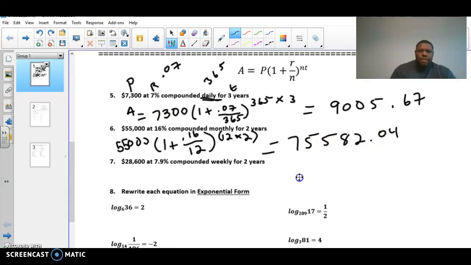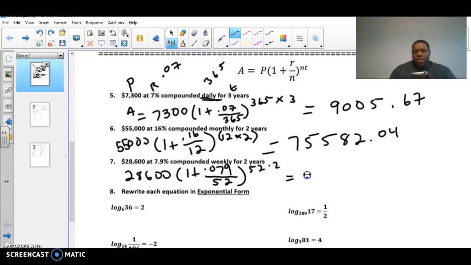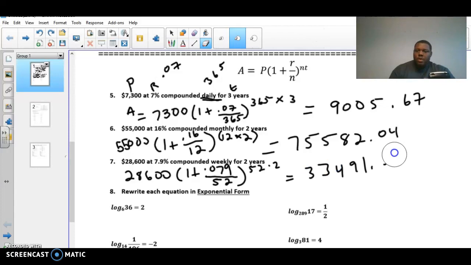And then lastly, we have this one here. 28,600 times 1 plus 0.079. Divided by weekly, 52 weeks in a year, right? Raised to the 52 times 2. Or some of y'all could have just put 104 right here. But anyway, when you do that, guys, it's going to give you $33,491.34.